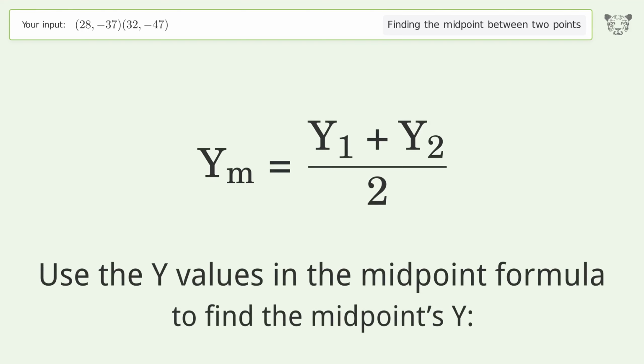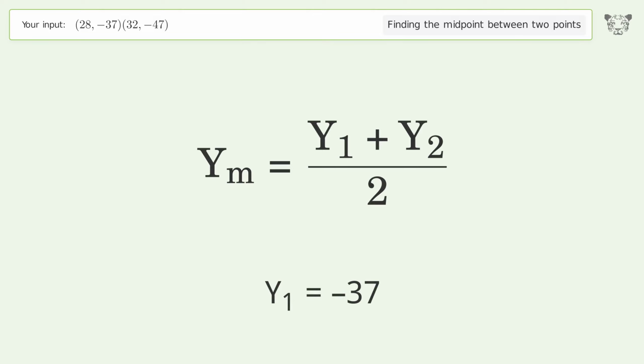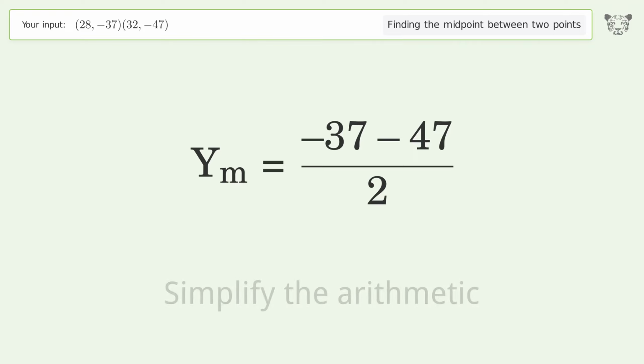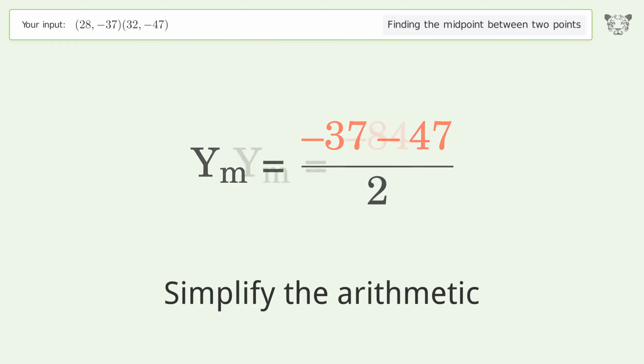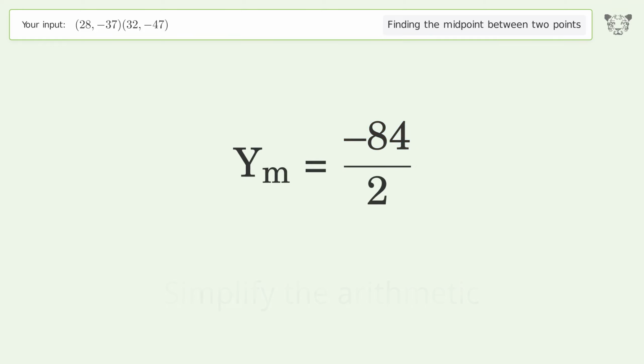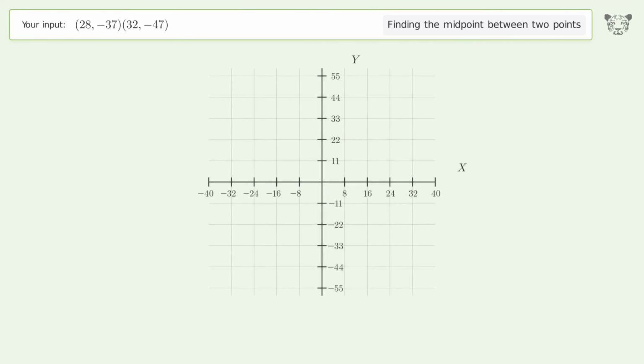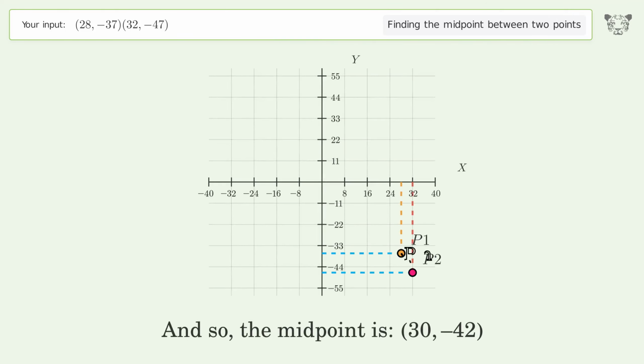Use the y values in the midpoint formula to find the midpoint's y. y1 equals -37. y2 equals -47. Simplify the arithmetic. And so, the midpoint is 30, -42.